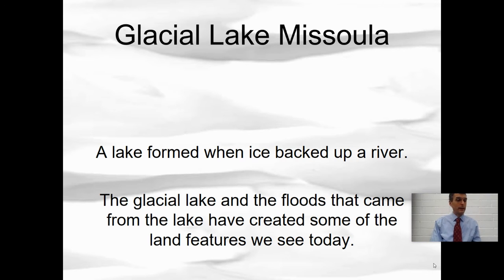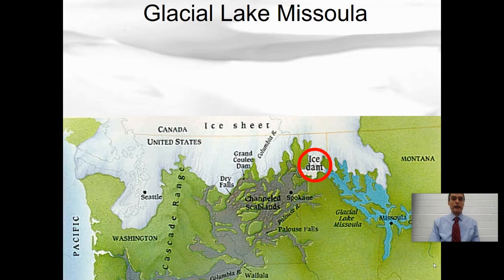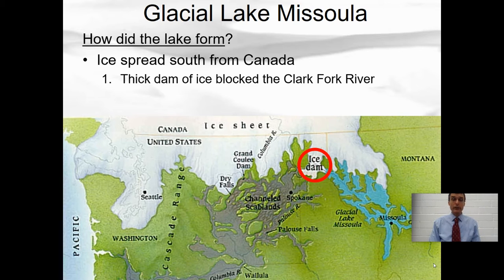Okie doke. First off, Glacial Lake Missoula itself. So how did the lake form? So the formation of Glacial Lake Missoula, the word formation is the one you need to fill in that blank. Anyway, during the last ice age, there was a lot more ice, obviously, and it spread south from Canada. You can see it covered Seattle and parts of Washington and spread down into Montana. And most importantly, in that red circle, there was an ice dam that blocked the Clark Fork River.